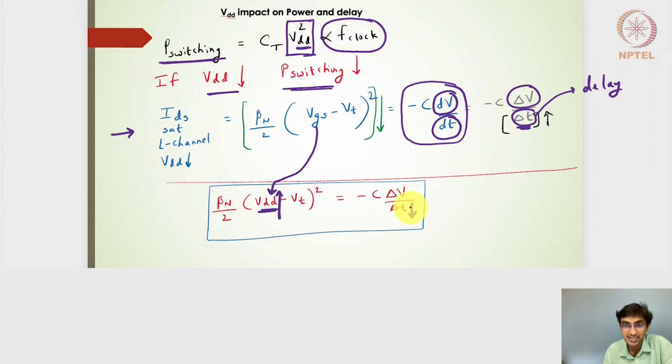So that means that the delay is going to be very, very small. It is going to be very highly performance efficient. But on the other side, if the VDD is very low, I will have a delta T that is very high.